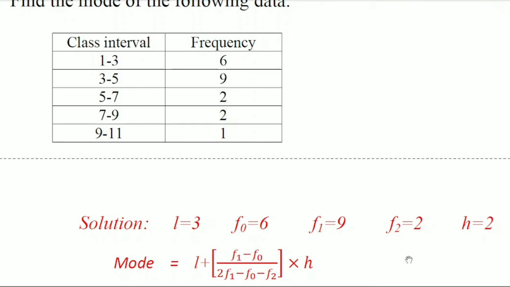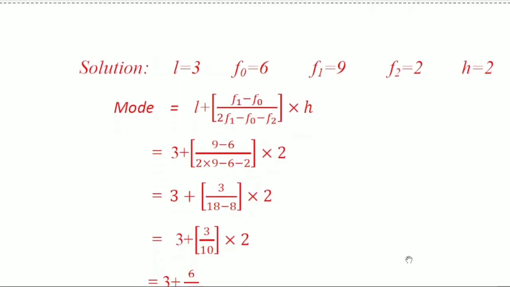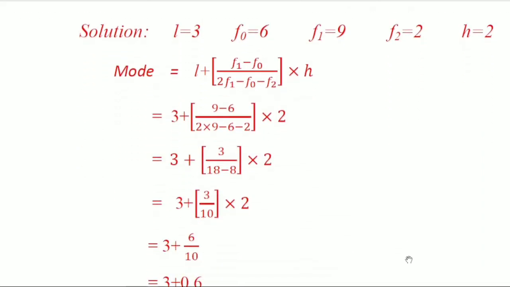Now we should substitute all the values in the formula. Mode is equal to L plus (F1 minus F0) divided by (2 F1 minus F0 minus F2) into H. So now substitute all the values in the given equation. What is the value of L? 3 plus F1 is 9 minus F0 is 6.